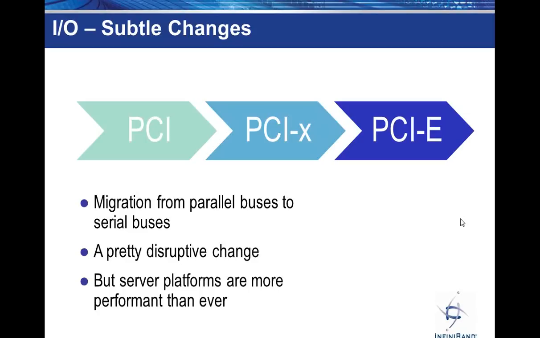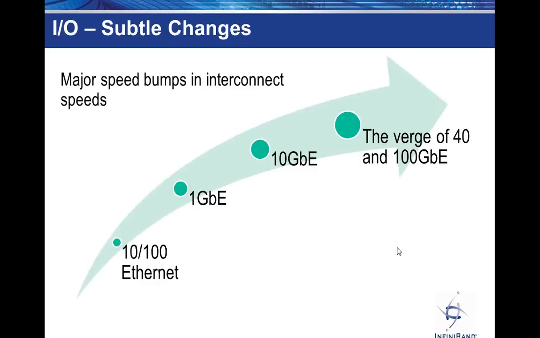So here's another example. Think about the speed bumps that have been going on in traditional networks. The progression of Ethernet from 10/100 to 1 gig to 10 gig, and now today we're on the verge of 40 and 100 gigabit Ethernet. These are pretty profound changes, but once again, they really just amounted to advances along the technology curve, not really a fundamental change in the way that we think about and use I/O.